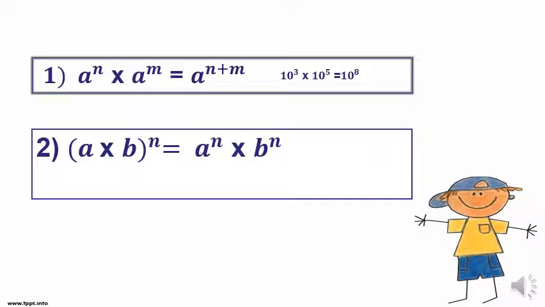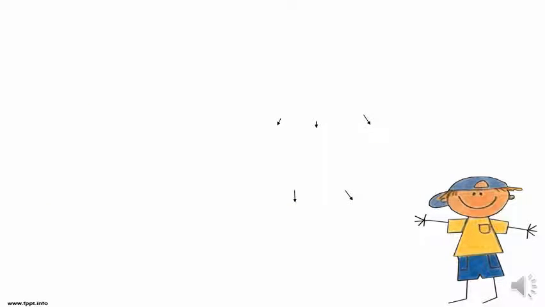The second rule said that if I have two numbers that are multiplied and having the same exponent, you can distribute the exponent. Example, (4 times 6) squared is 4 squared times 6 squared, and you can use this rule in another way, which is when you have 4 squared times 6 squared, you can multiply the bases, which will be 24 squared, and keep the same exponent.